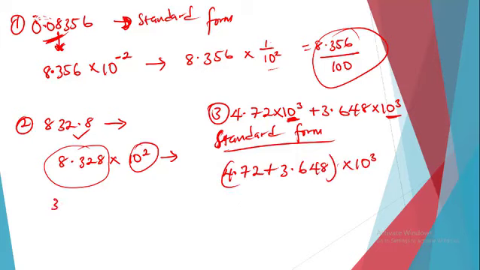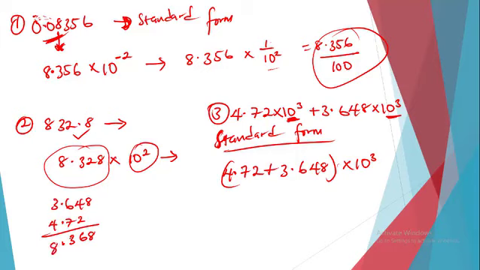We have 3.648 and we have 4.72. So bring down our 8. 4 plus 2 will give us what? 6. 6 plus 7 we have 13. We write 3 and carry 1. Add it, it becomes 4. 4 plus 4 will give us what?